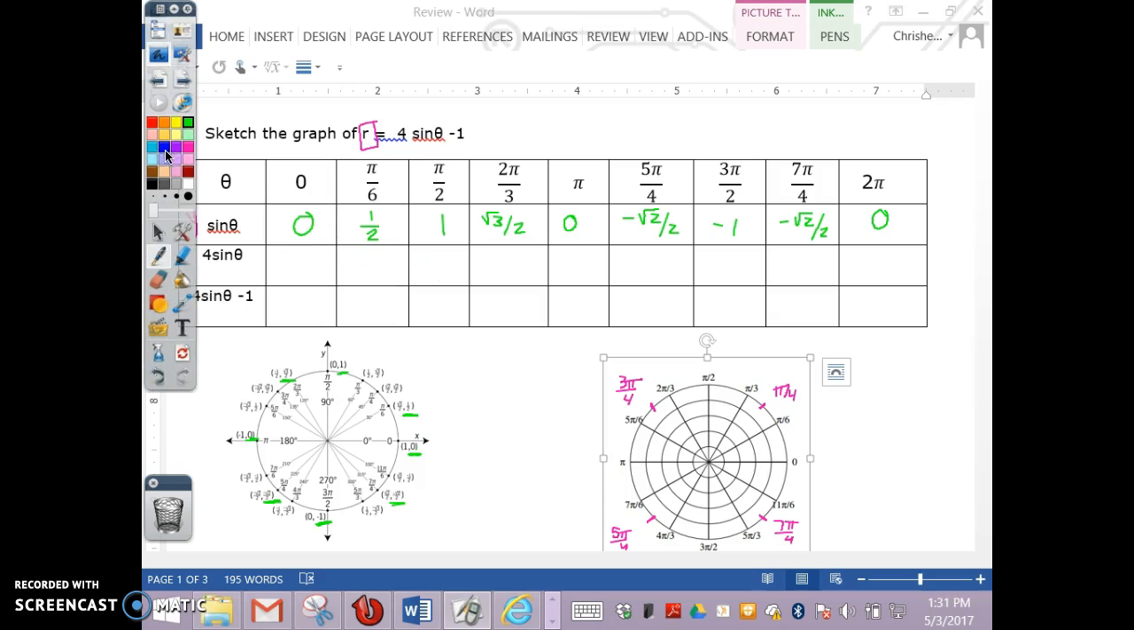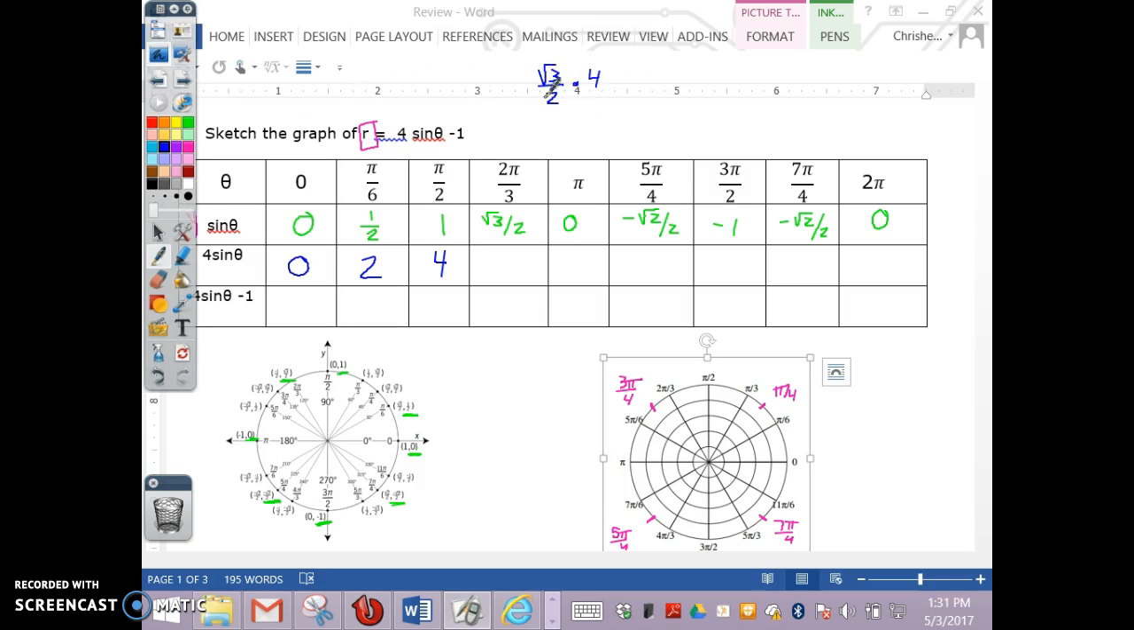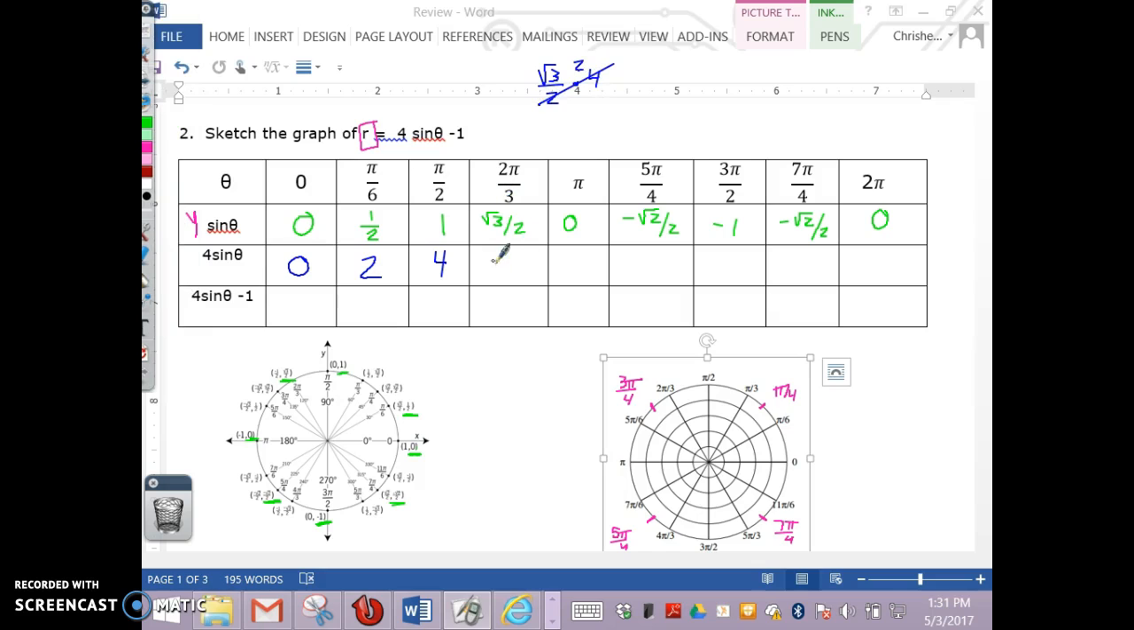Now I'm going to multiply everything by 4. 0 times 4, half of 4, 1 times 4. Now these parts get a little tricky. So square root of 3 over 2 times 4. 4 divided by 2 is 2. Kind of the same thing over here. We have 4 times negative square root of 2 over 2. 4 divided by 2 is 2 again.